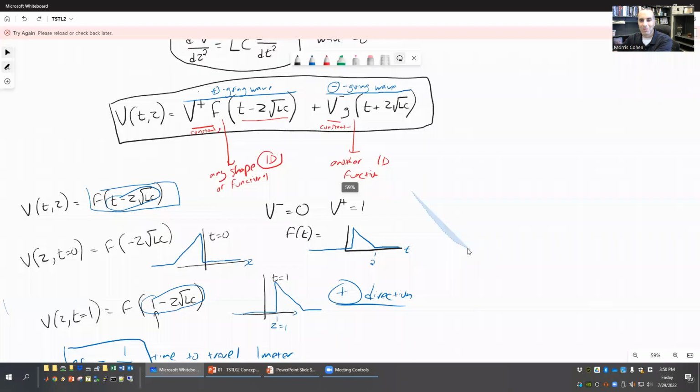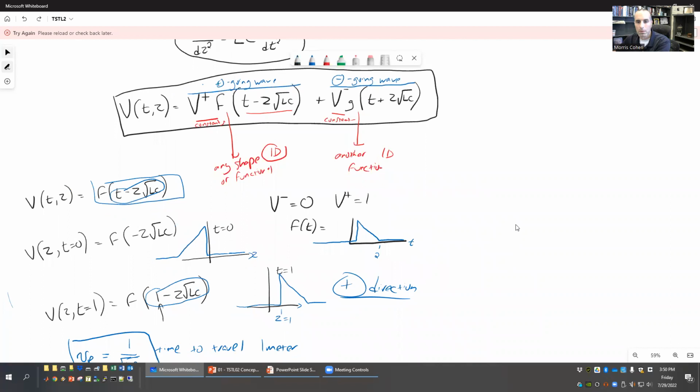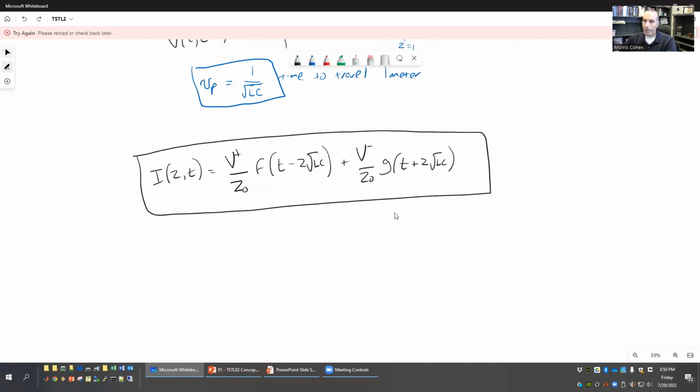Take a look at this voltage equation right here. You've got V positive times f of t minus z square root of LC. Walk on down below, and you've got the same thing, except there's this extra Z0 shoved in there. Z0 works out to be, if you go through the math, the square root of L over C. It's the square root of the inductance per unit length divided by the capacitance per unit length.